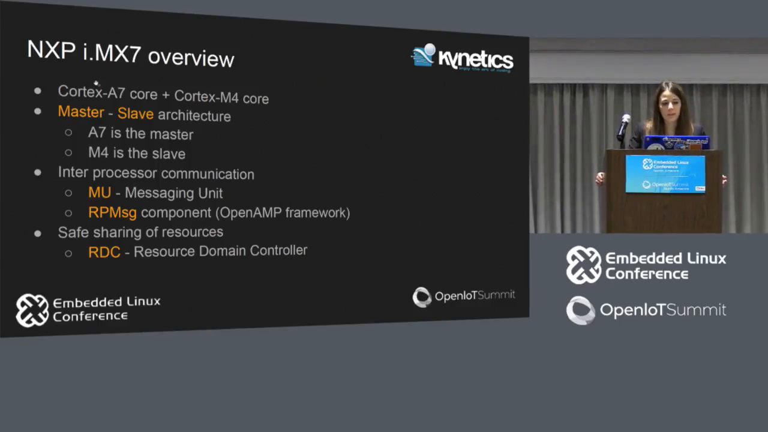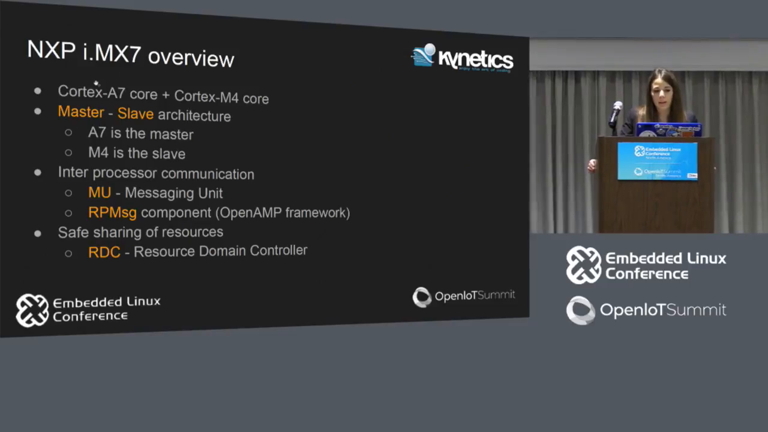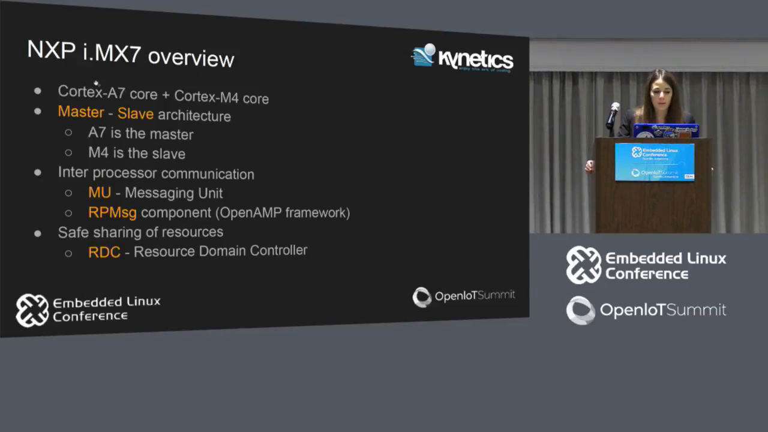So I will guide you through the steps that we took to develop an application on a hybrid system. We chose to develop on the NXP IMX7 processor, which has a Cortex-A7 core alongside a Cortex-M4 core in the same SoC. We have a master-slave architecture where the Cortex-A7 is the master core and the M4 is the slave. This means that the A7 is in charge of loading the firmware and releasing the Cortex-M4 from reset mode, so it is responsible for booting the M4. And from that point on, they run completely independently from each other, and they run at different speeds.